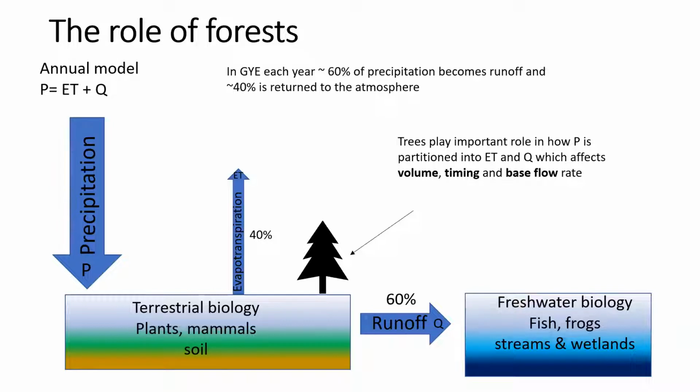On an annual basis, total precipitation falling on a watershed is equivalent to the sum of evapotranspiration, so water going back to the atmosphere, plus stream flow that leaves the watershed. So in the Greater Yellowstone Ecosystem each year, about 60% of precipitation becomes runoff and 40% is returned to the atmosphere. Those numbers are very coarse estimates, and it's really the subject of our studies to figure out what they really are. And trees play important roles in how precipitation is partitioned into these different components. And so that's why we're interested in the role of trees. Plus they're just really cool. Whitebark pine are amazing. It's an amazing species.